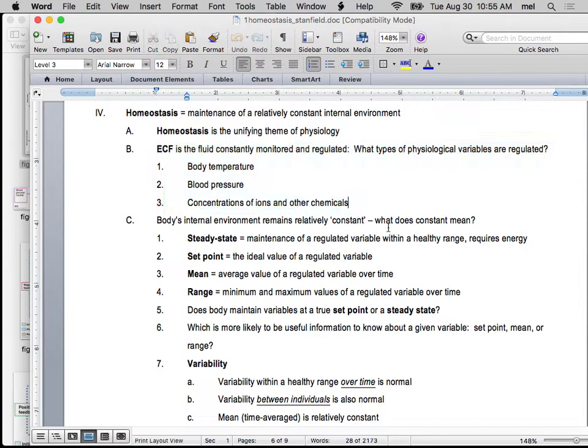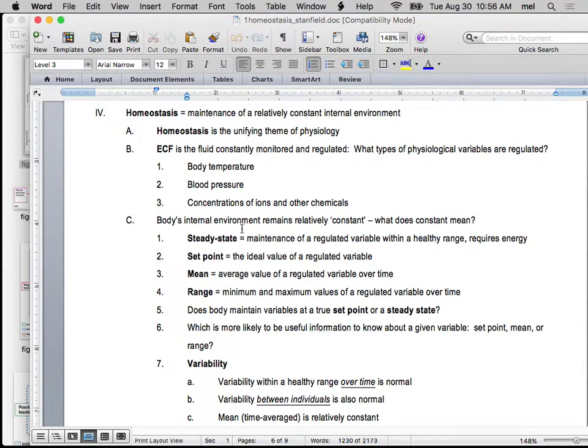So your body's internal environment, because of all these reflex arcs and negative feedback going on, remains relatively constant. But I mean something different by constant than other people mean when they say constant, right? If I say my body temperature is relatively constant, it's not actually constant. Is it going to stay at 98.6 for any long period of time? No, it's going to maintain predictable variability, right? It's going to be predictable over a long period of time.